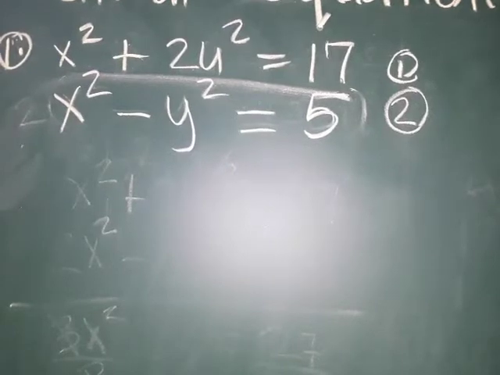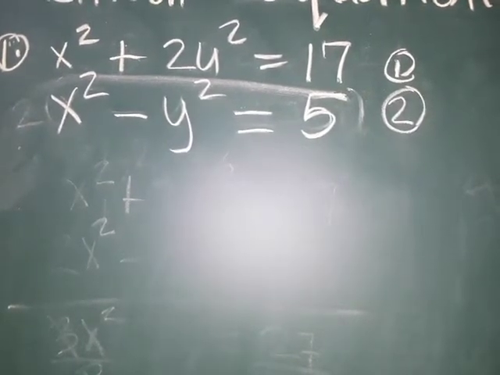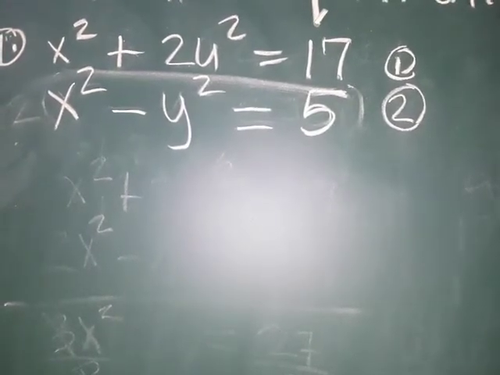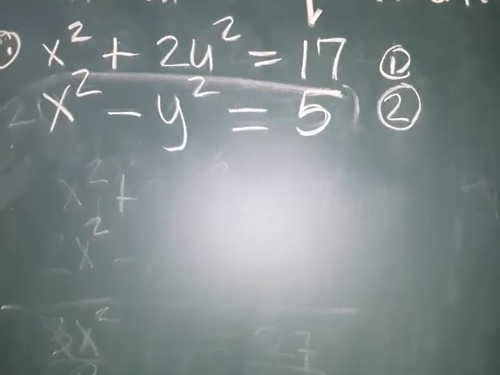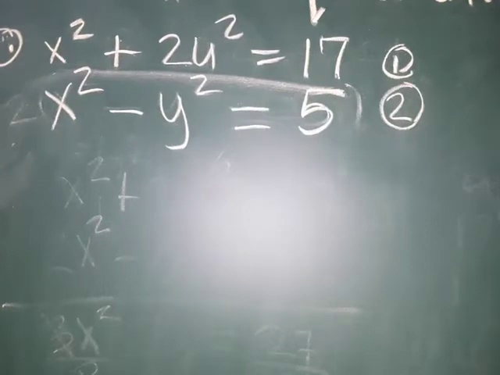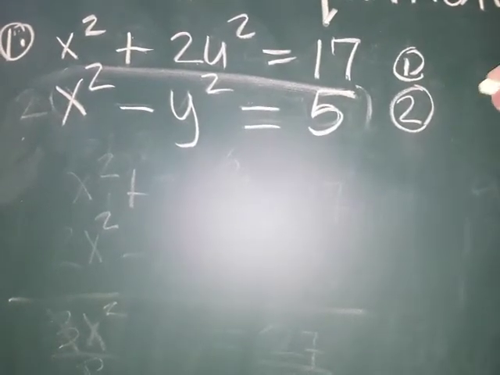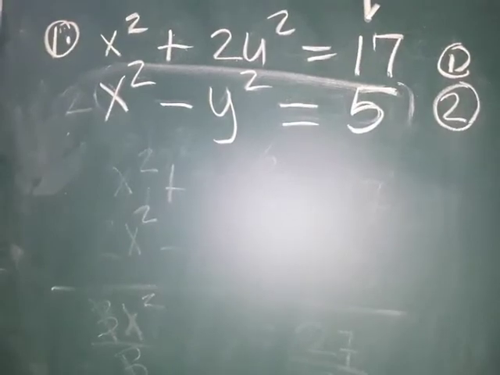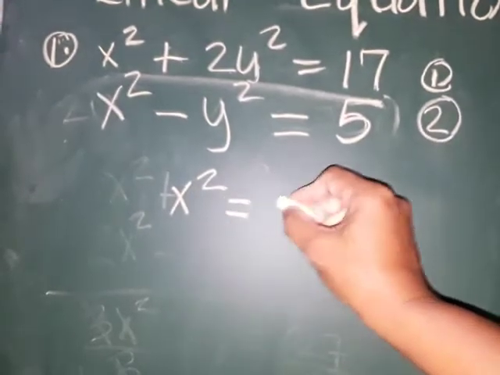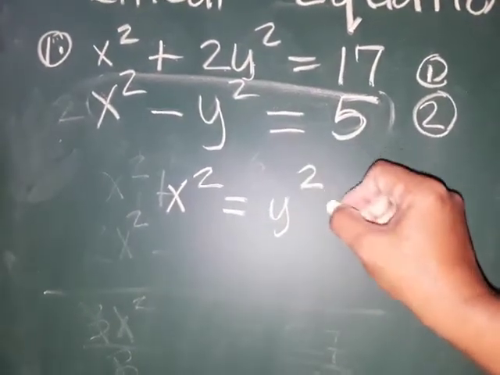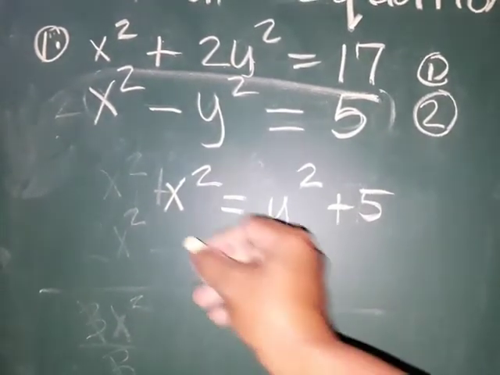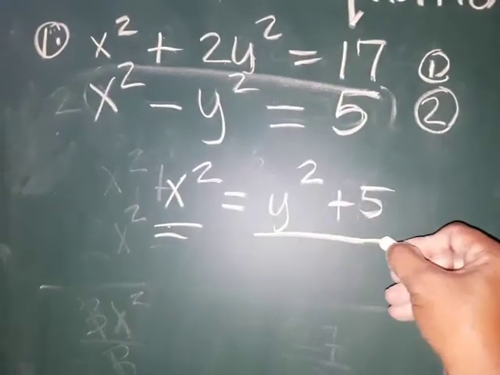So we have here, substitute x squared. Equation 2: x squared is equal to y squared plus 5. Okay, so our x squared is equal to this one.